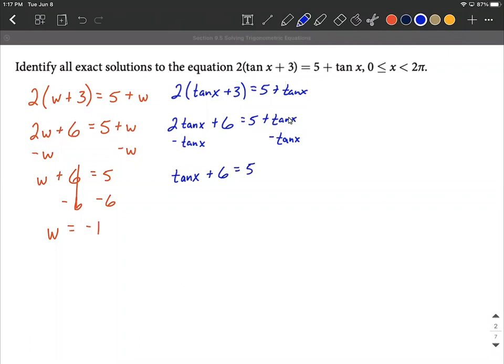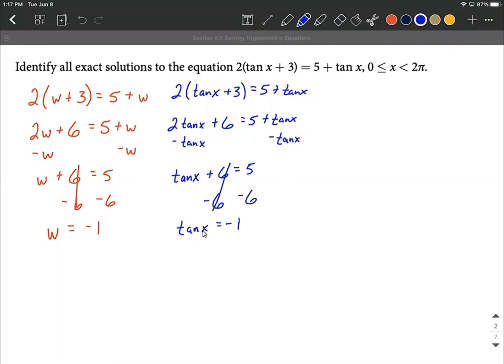And then as we have a positive tangent of x and we're subtracting a tangent of x away, that makes 0 tangent of x's on the right-hand side. We'll finish this up and move the 6 over to the right-hand side by subtracting it. That'll leave us with tangent of x equals -1. As you can see, very, very similar thought process and steps on both of these equations.